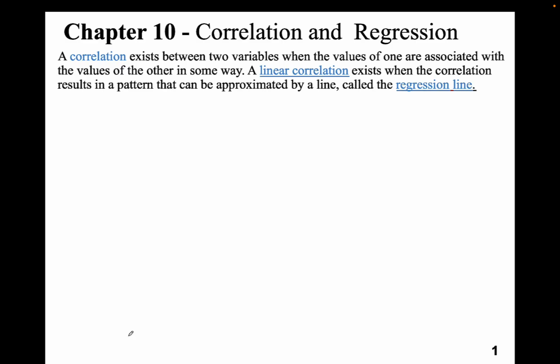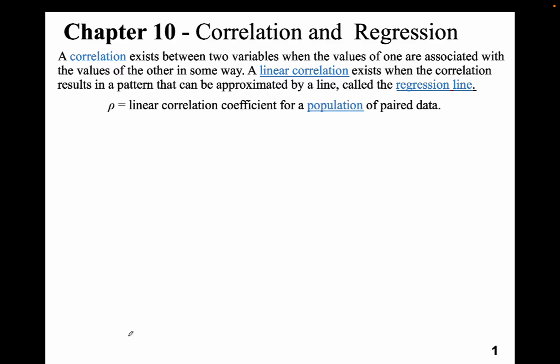A correlation exists between two variables when the values in one of the variables are associated with the values in the other in some way. A linear correlation exists when the correlation results in a pattern that can be approximated by a line, and we call that line the regression line.